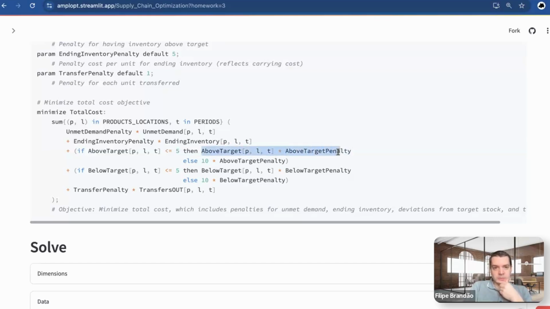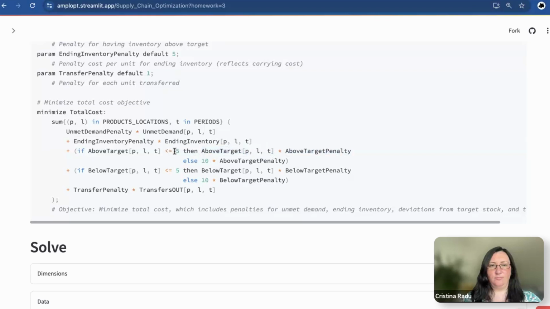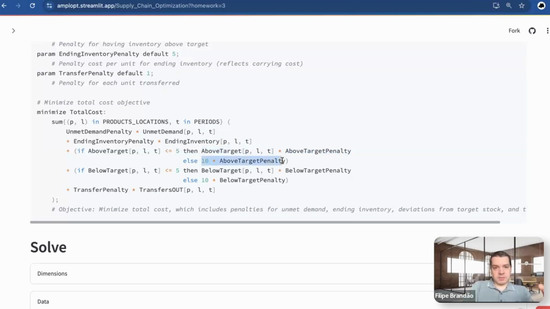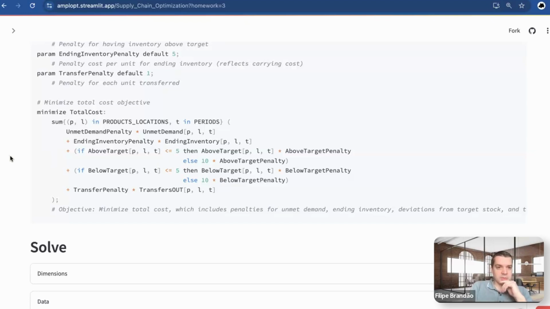So just like we had before. But if it is above 5, then we want just a flat penalty, let's say 10 times the above penalty. And the same for below target. So instead of having just below target times the below target penalty, we have this condition. If below target is less than 5, so we are just a little below, then it is this penalty. Otherwise, it is this other penalty that is constant. So you just make this small change in the objective, and that's it. You have the layered targets implemented.